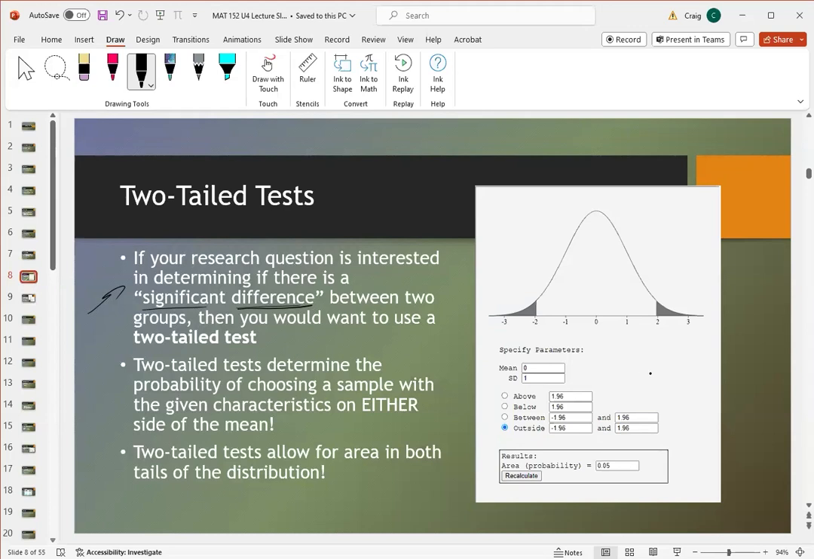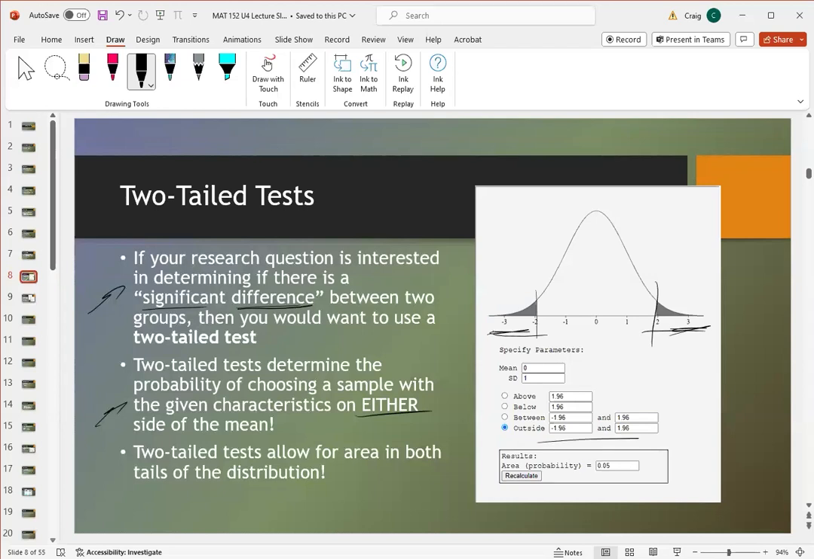It could wind up being a little greater than, could wind up being a little less than. Right? So you're not sure. And so what this does, it allows for probability on both sides of the normal distribution, or just the distribution. Okay, so if you have a sample that's much smaller than the average or much greater than the average, okay, they will be significant. They will be different. They will be unlikely to happen. Okay, so this allows us to choose a sample on either side of the mean. And so you get area in both tails of the distribution.